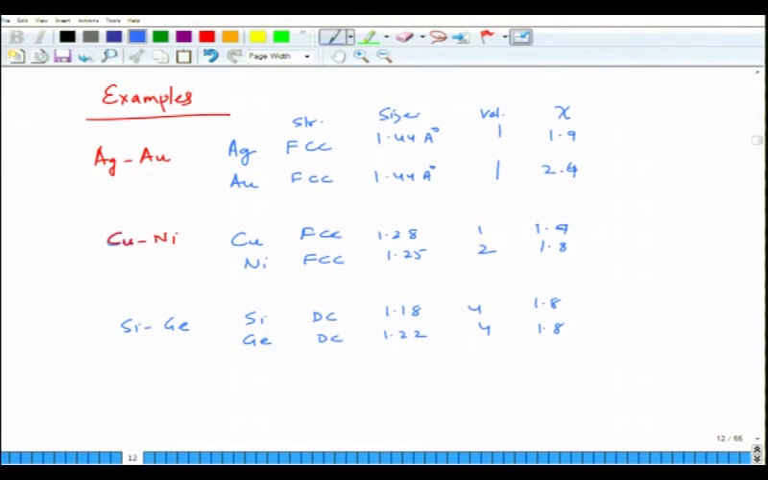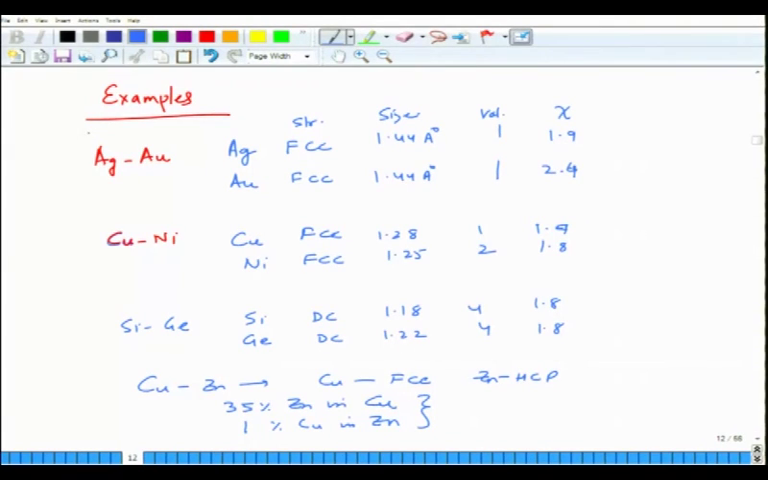Okay. On the other hand, when you make CuZn, copper is FCC, zinc is HCP. As a result, the solid solubility is limited. You can only put 35% zinc in copper and nearly 1% copper in zinc without making a second phase.